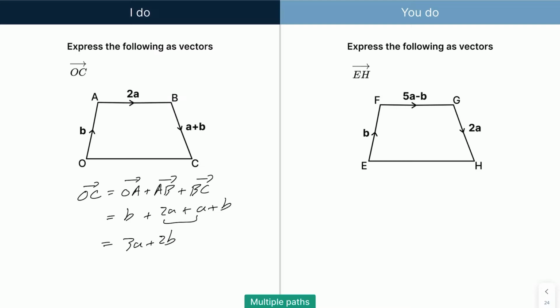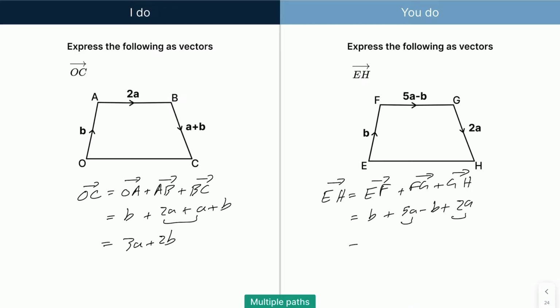And on the right-hand side, again, hopefully you've pressed pause and had a go. We are going from E to H, sorry, is what I meant. E to H, so that's going to become E to F, and then F to G, and then G to H, which is going to be B plus 5A minus B plus 2A.